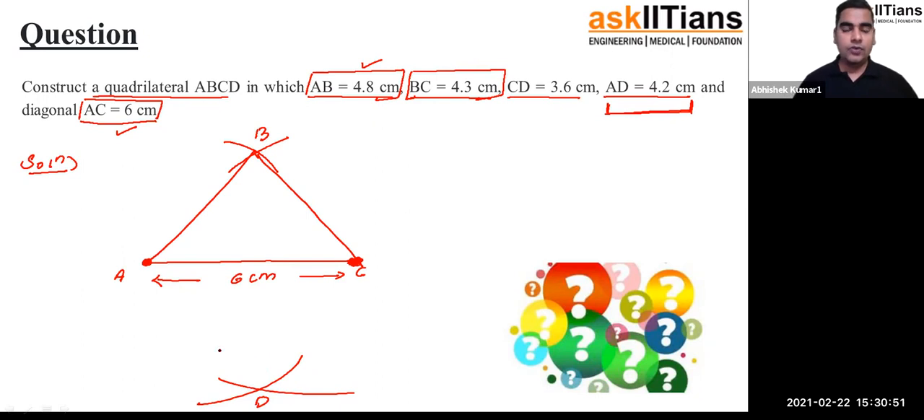Now we all know what we have to do. You just have to join D to C using a straight line or scale, and you have to join A to D using a scale. So automatically you will get your required quadrilateral, which is ABCD.